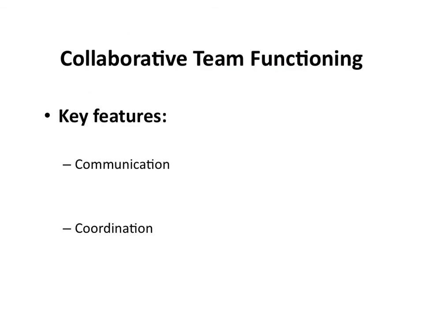There are two key features of collaborative team functioning. Number one, the team's ability to communicate within the team and externally to agencies inherent to the team's success at reaching their goal. Number two, the team's ability to coordinate to ensure all professional goals culminate to achieve the plan of care goals.